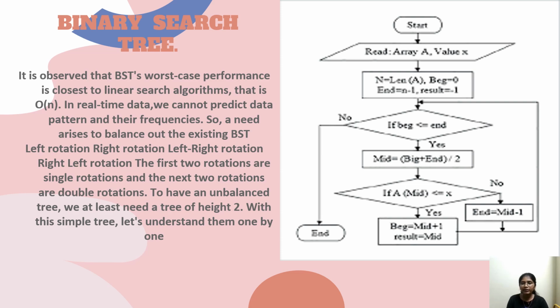First, we'll start and we'll read array A and value x. n is equal to the length of A, beginning is 0 and end is n minus 1, and result will be -1. We'll check the condition: if beginning is less than or equal to end, if it is not, we'll come out of the loop. If it is, middle will be equal to beginning plus end divided by 2. Again, we'll check the condition: if A of mid is less than or equal to x. If it is, beginning will be equal to middle plus 1 and the result will be middle. If it is not, end will be middle minus 1.